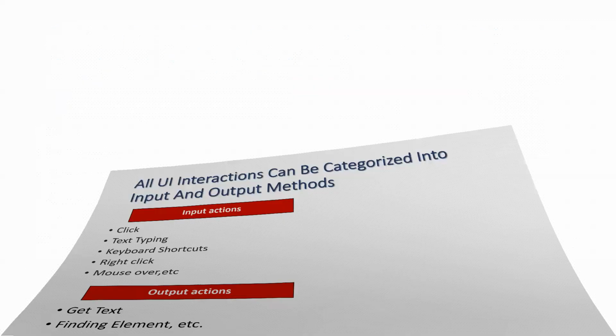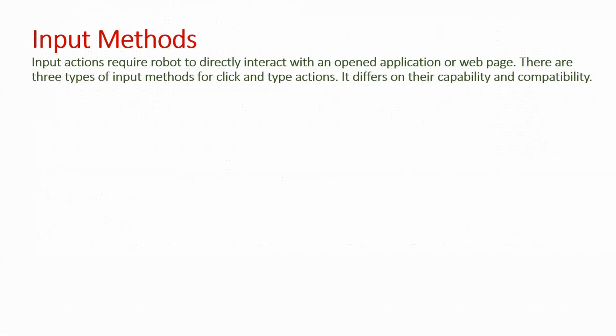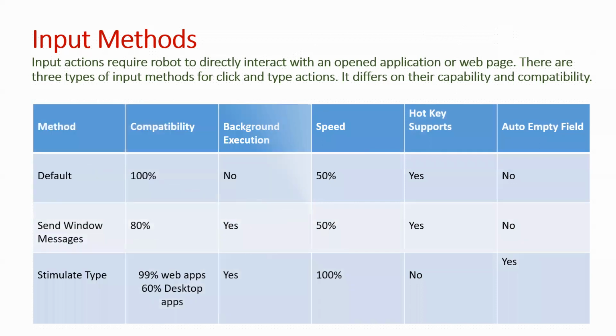Now I'm going to tell you what are input methods. Input actions require the robot to directly interact with an opened application or web page. There are three types of input methods for click and type actions. They differ in their capability and compatibility. The three input methods are default method, send window messages, and simulate type. They work based on different parameters like compatibility, background execution, speed, hotkey support, and auto empty field.